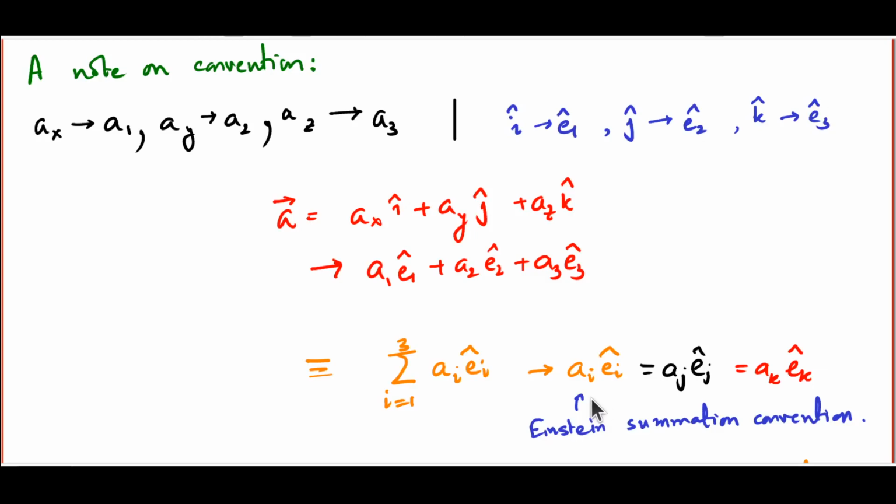So instead of writing this as A_i e-hat_i, you could have written this as A_j e-hat_j or A_k e-hat_k or any index which you want. Just repeat it twice. So dummy indices can be relabeled. That's a very important thing to bear in mind.